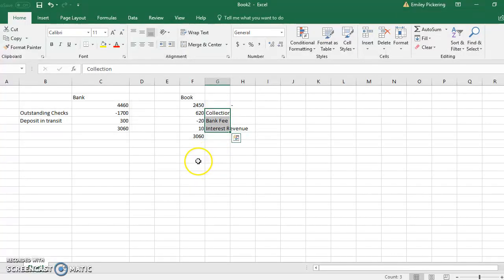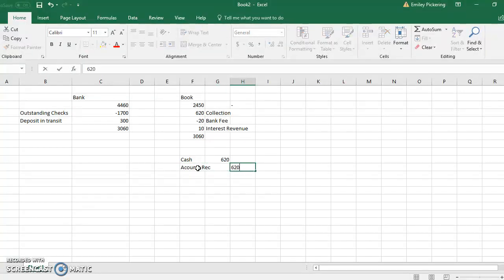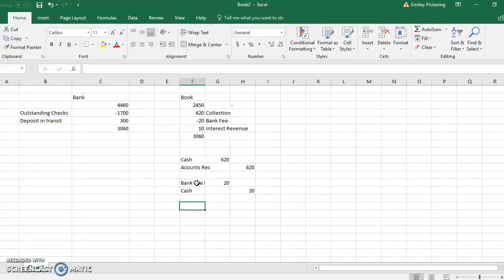So let me do that real quick. For our collection, we're going to increase our cash by $620. We're going to lower our accounts receivable by $620. For our bank fee, we'll call it bank fee expense, and that was $20. We're going to lower our cash $20. And then we're going to have interest revenue. So let's increase our cash by $10. We have interest revenue $10. All right, so this is your bank reconciliation.